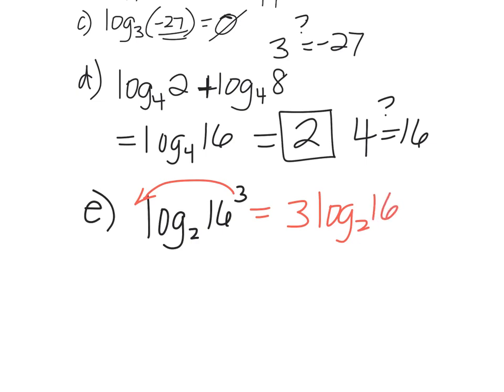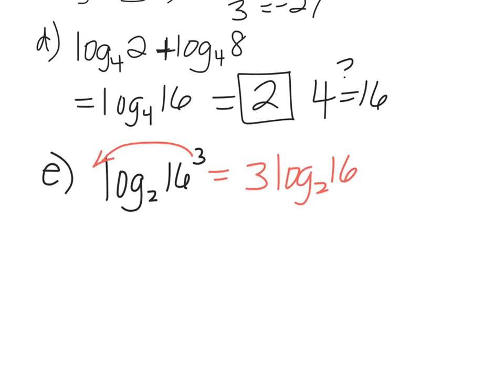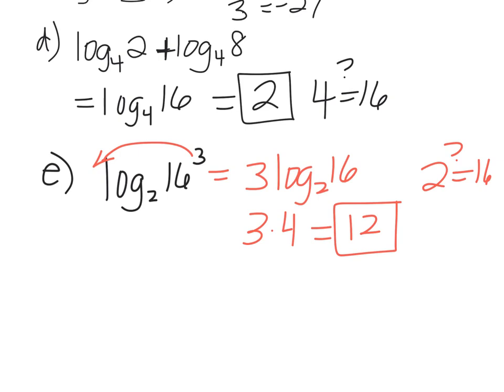Well, that's a little tricky too. What is log base 2 of 16? 2 times 2 times 2 times 2. That would be 4, right? 2 to the 4th is 16. So you're going 2 to the what is 16. So 3 times 4, your answer is 12. That's hard. Those are hard.